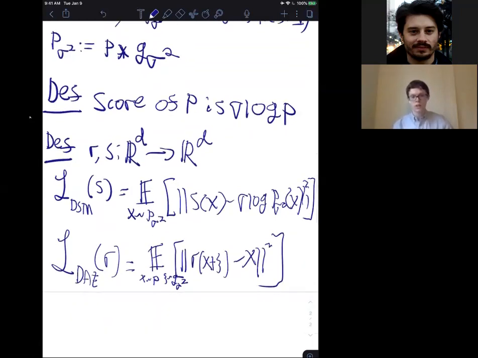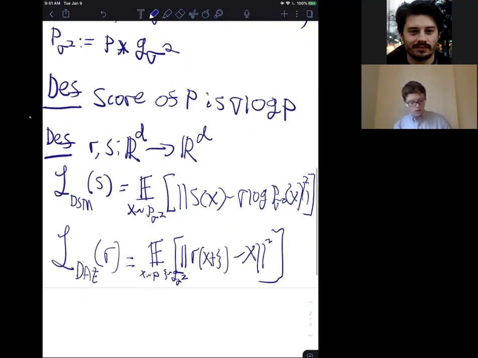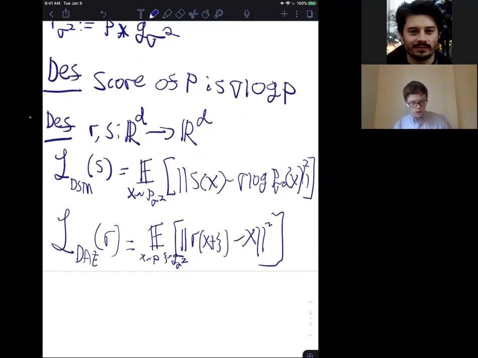We're just training something to approximate the score, but notice that it's the score of P sigma squared, and this is, first of all, supported on all of R^D, and second of all, it's always smooth, so this is always well defined. For the second one, we take a data input, corrupt it with a little bit of Gaussian noise, and then try to recover our original data input. And so maybe it's not entirely clear why these are related.